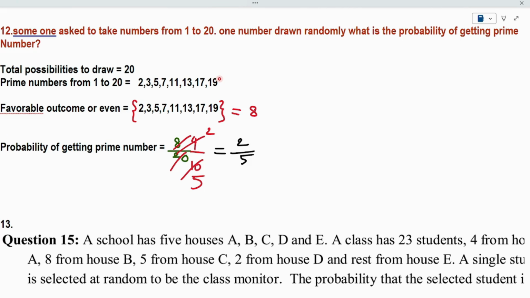Number 12. Someone asked to take numbers from 1 to 20. One number is drawn at random. What is the probability of getting a prime number? See here, I have certain numbers which are 1 to 20. Total 20 numbers I have. If I take out one number at a time, how many times can I take out? Total 20 times. So my total possibilities are 20 here.